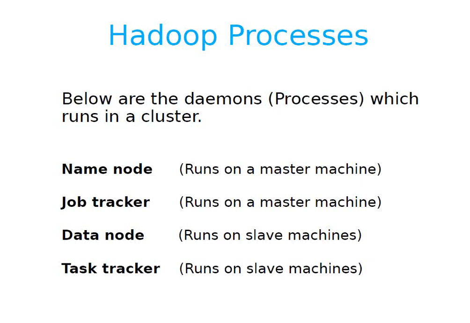Once Hadoop is installed on your system, there will be some processes running on your system. So let's see what those processes are and what their responsibilities are. The first process is the name node. The name node, as discussed earlier, is a process which runs on the master machine and it is responsible for your storage part.